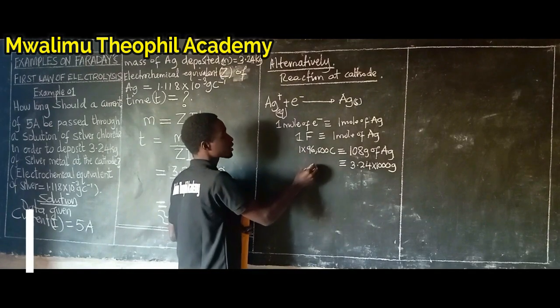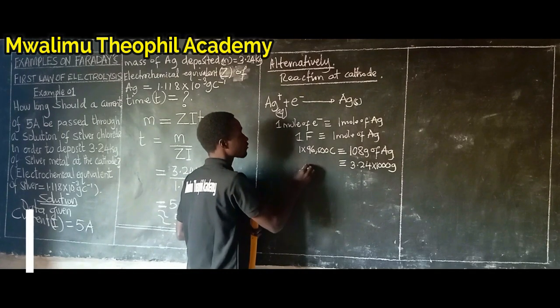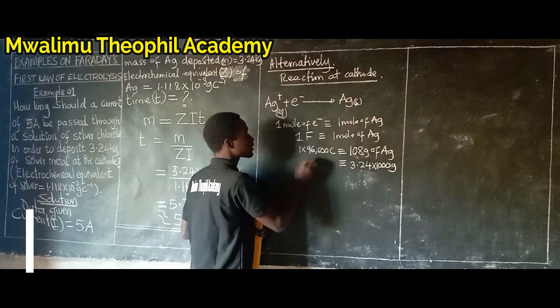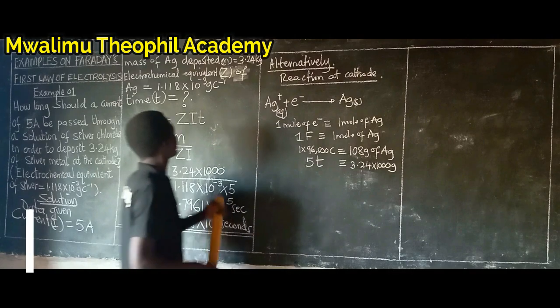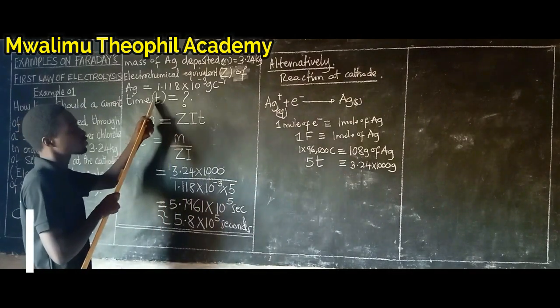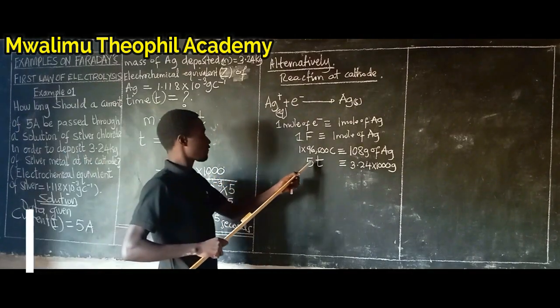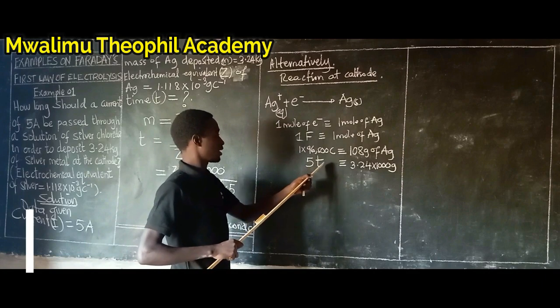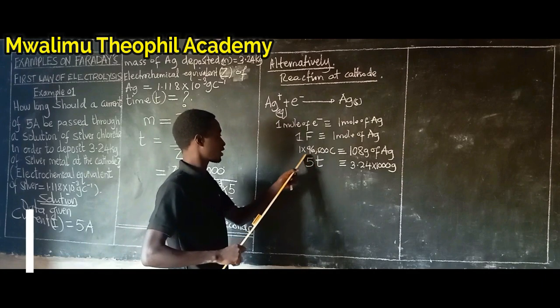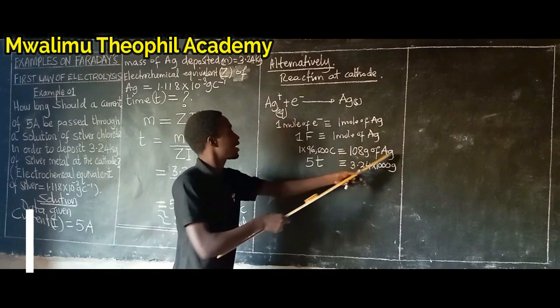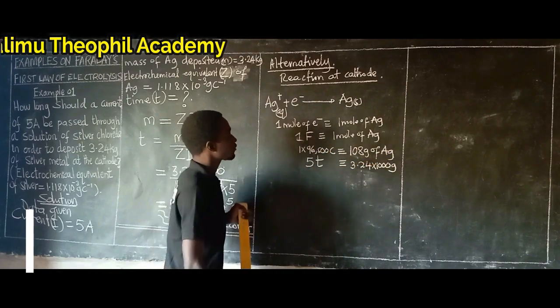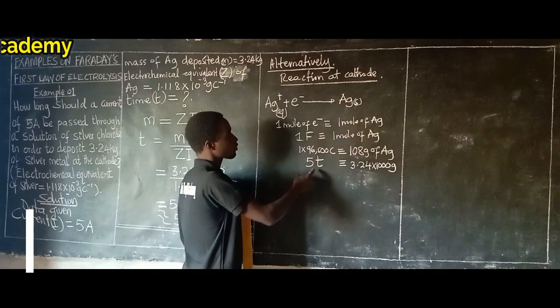To get the coulombs from the question, we take current times time. It will be 5 times t, as t is to be calculated. t is not known. So when you take the 5 amperes we are given times the time taken, we get the charge in coulombs, which will match the one from the standard balanced equation. Now, what is required? We are looking for t.